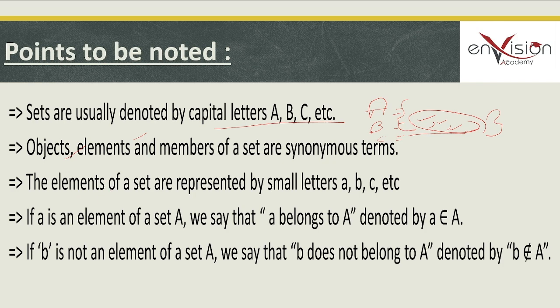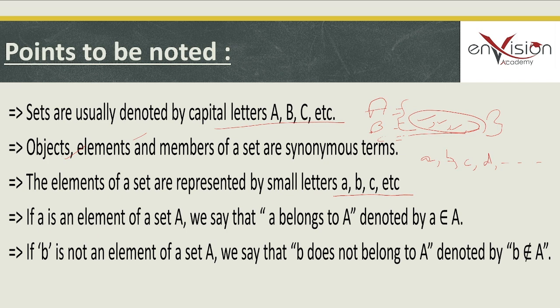The elements of a set are represented by the small letters a, b, c. If we have any particular definition for the set, then we'll write it by small letters a, comma b, comma c, comma d, and so on. We always represent the elements using small letters.